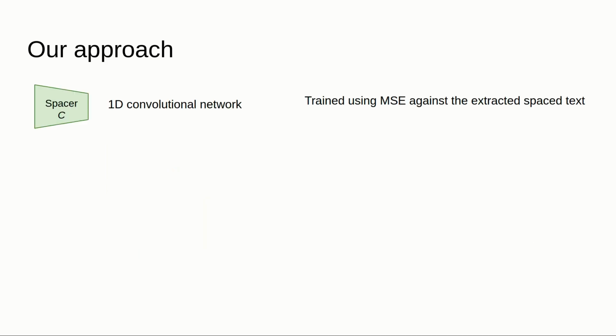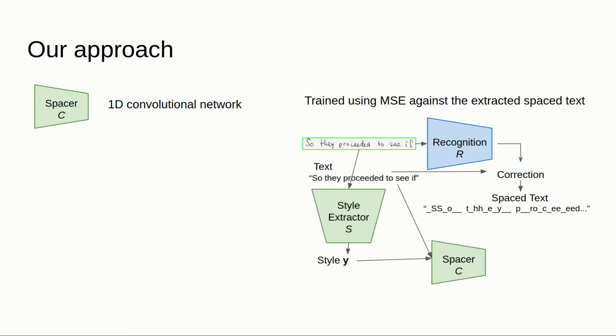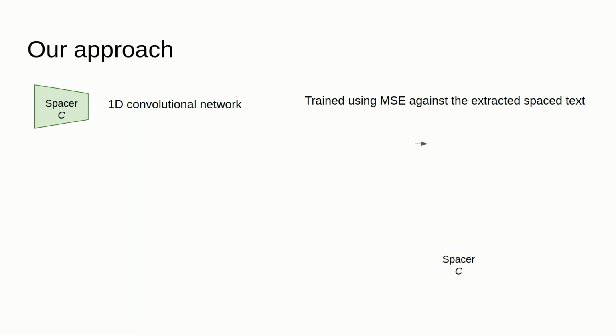The spacer network, a 1D fully convolutional network which predicts how many blanks should be before each character and how many times they should be repeated, is supervised by extracting style and spaced text from an image. The style and original text is passed to the spacer network, and the extracted spaced text is compared to the result using mean squared error.